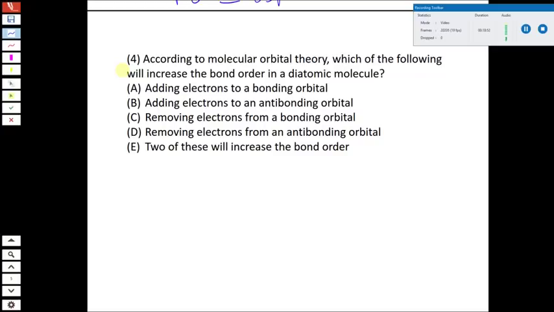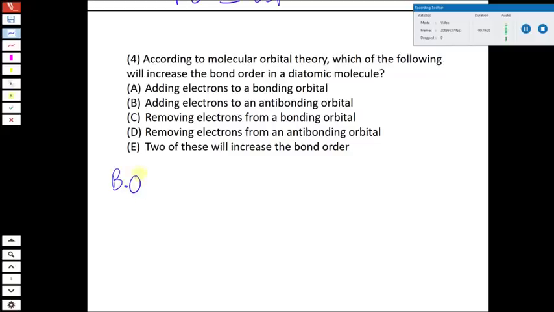In this question, what we're looking for is, according to molecular orbital theory, which of the following will increase the bond order in a diatomic molecule? As we recall, when we're doing molecular orbital theory, we draw these orbital diagrams that arrange the molecular orbitals from lowest to highest. We fill them with the correct number of electrons, whatever that molecule ends up having. And then we can answer some questions about that, like bond order and number of unpaired electrons. So this question is dealing with bond order.